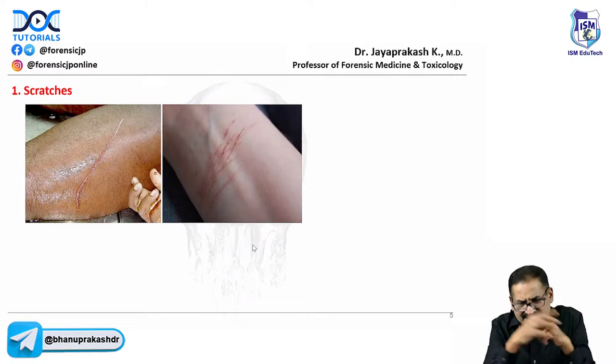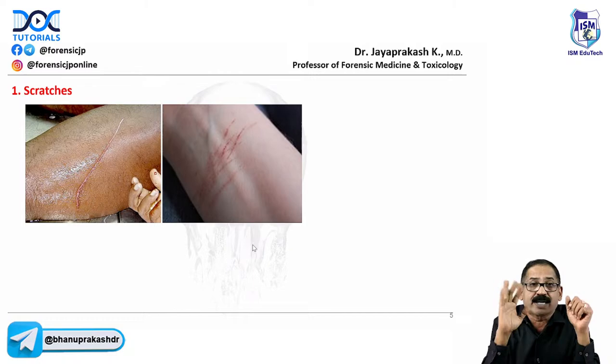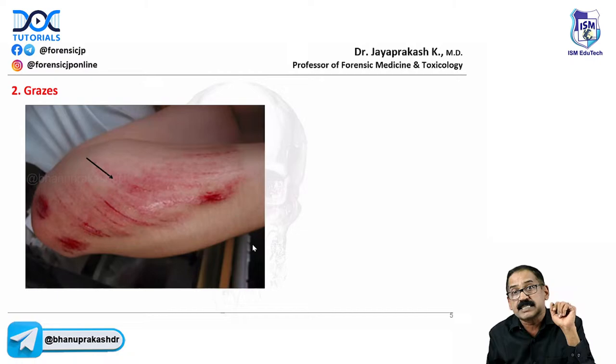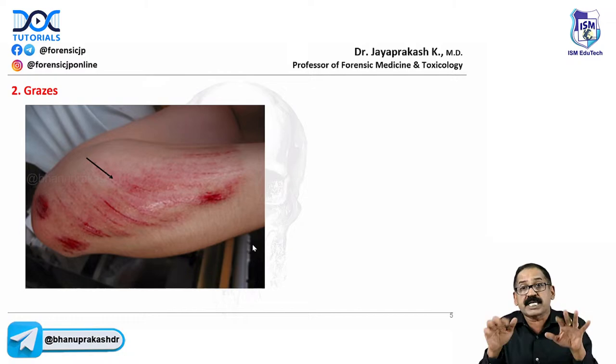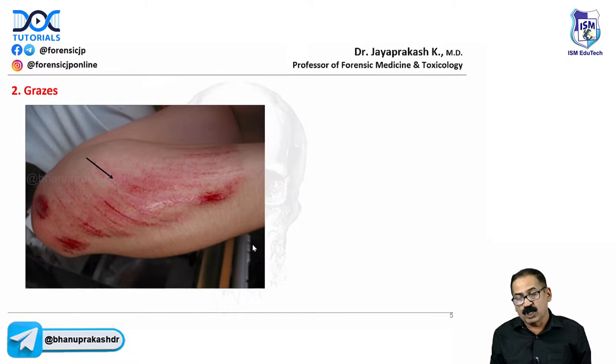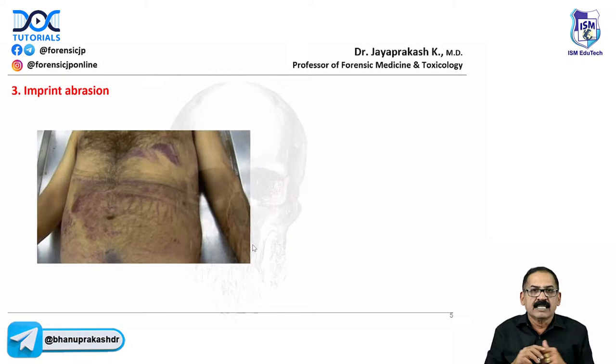What are the types of abrasions? Scratches. I don't want to explain. Almost all of you must have suffered at least one scratch during your lifetime. Number two, grazes. Out of all types of abrasion, the most common is graze abrasion, especially seen in road traffic accidents. When a broad surface of the skin slides or scrapes against a rough or broad surface, then you get graze abrasion. Number three, imprint abrasion.